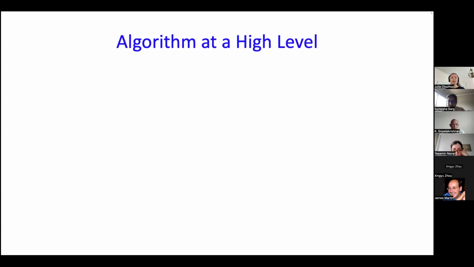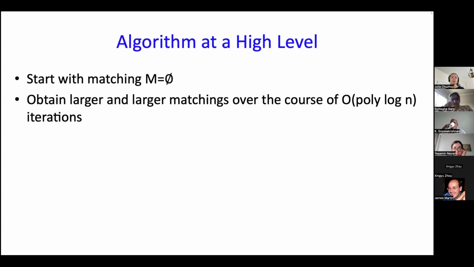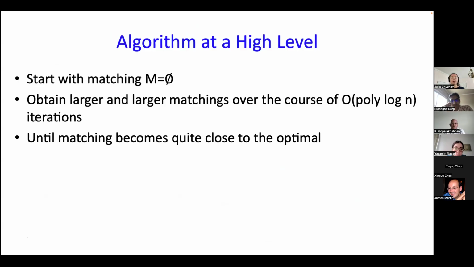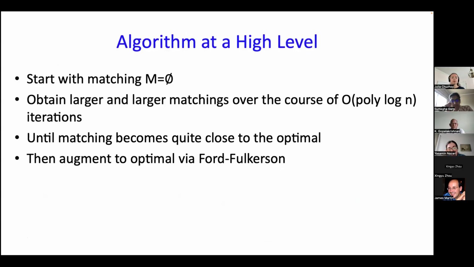So let me first start with a very high-level overview of the algorithm, and it follows a really standard path. We just start with a matching that's empty. And then we're going to grow it iteration by iteration over the course of polylog n iterations. And we do it until the matching becomes pretty large, pretty close to the optimal one. And at this point, we switch to Ford-Fulkerson, and we do a few more iterations of Ford-Fulkerson to push it all the way to the optimal one. And we'll see in a minute why we do this.